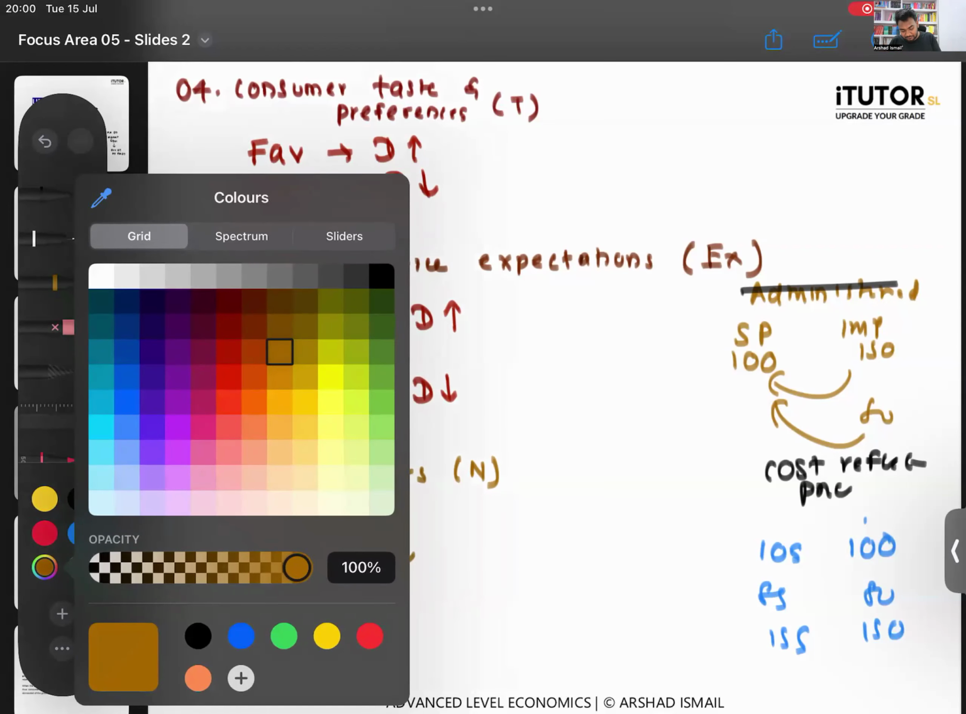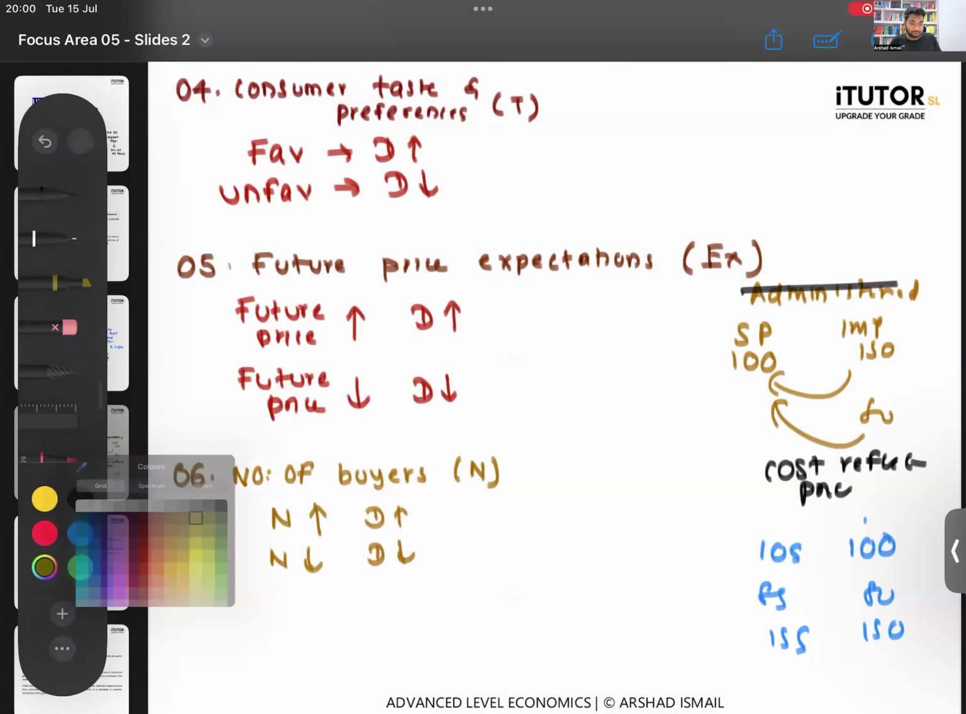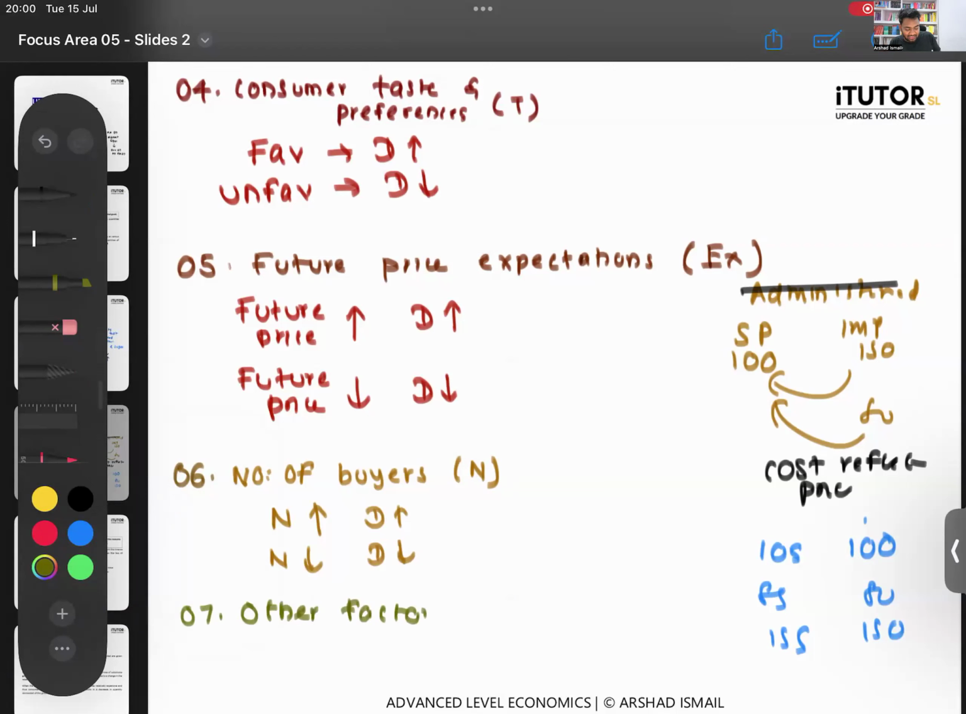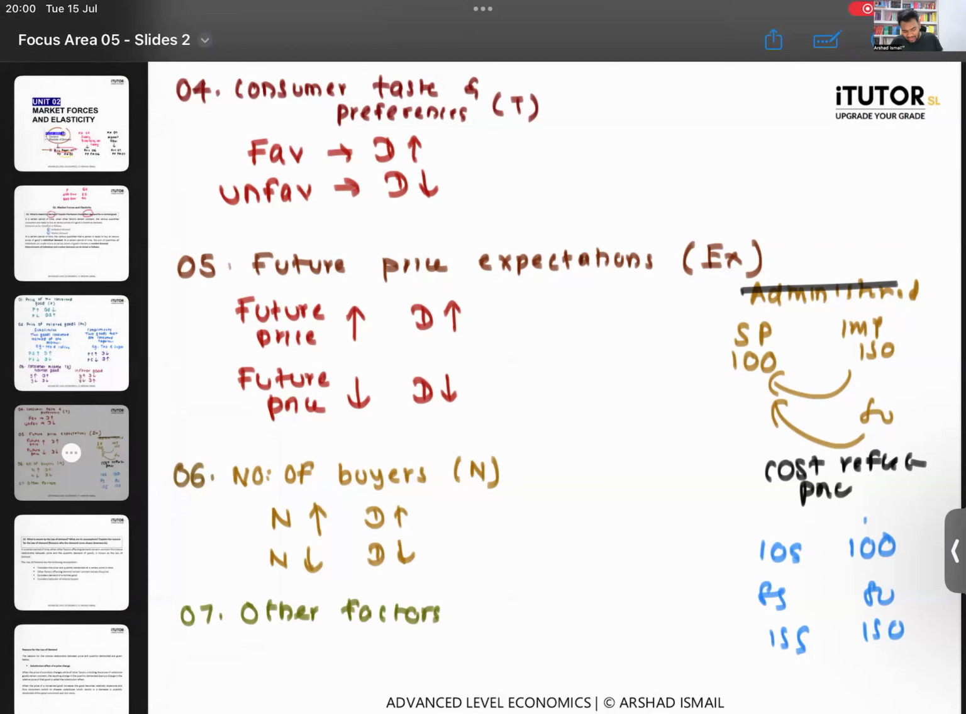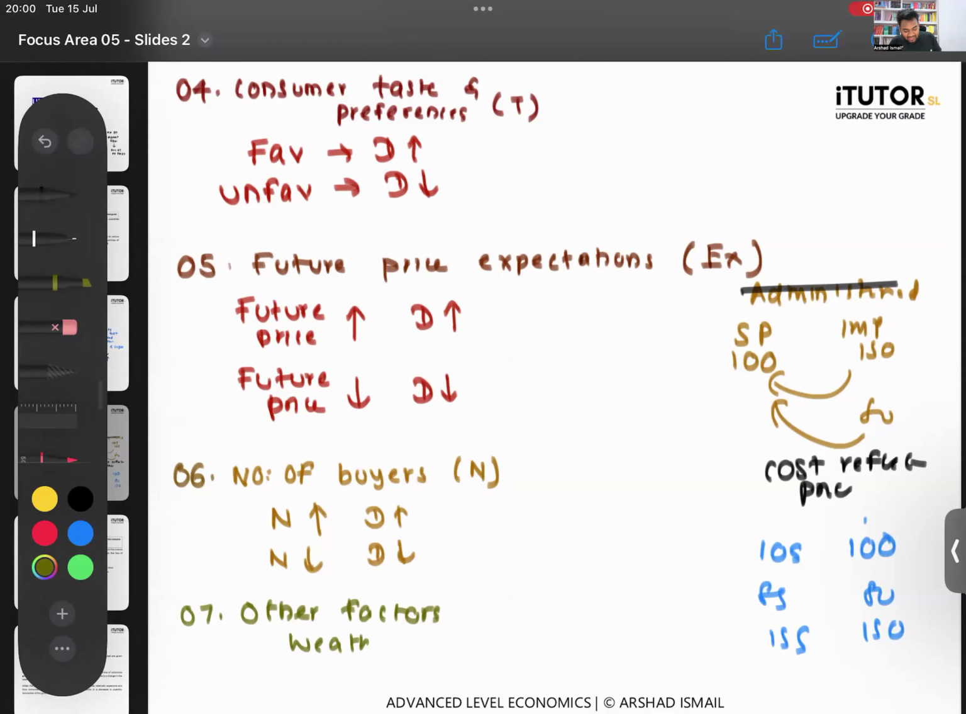After this, you have future price expectation, positive relationship. Then you have other factors, so anything apart from this. For other factors you can't say other factors increase, demand increases. Under other factors you will have things like weather, advertising, global factors, for example COVID-19, government policies, the government's taxes, the quality of the good. There could be so many other factors apart from these main six that can also affect demand. So for other factors, you have to use common sense.